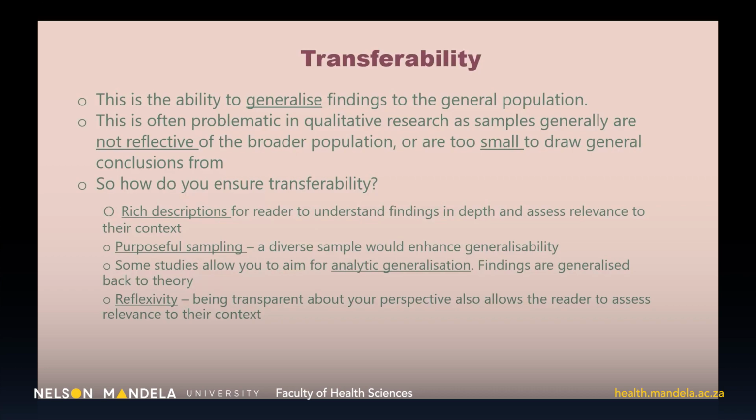All right. And then reflexivity is really important. Being transparent about your perspective. Right? So there is space in qualitative research to really acknowledge why it is you're doing a particular study. What is it that draws you towards it? What do you want to understand with it?